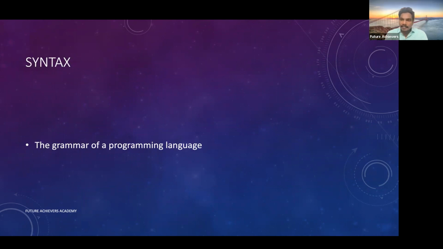Syntax. Like we have grammar in our natural languages, in the programming languages also we have grammar. We have some rules to write programs, the rules to use those programming languages. That is called syntax. So in plain terms, the grammar of a programming language is called syntax.